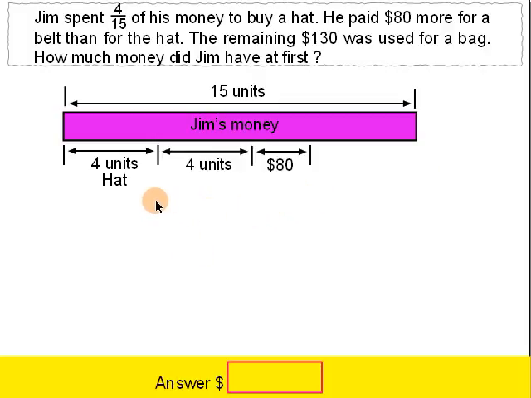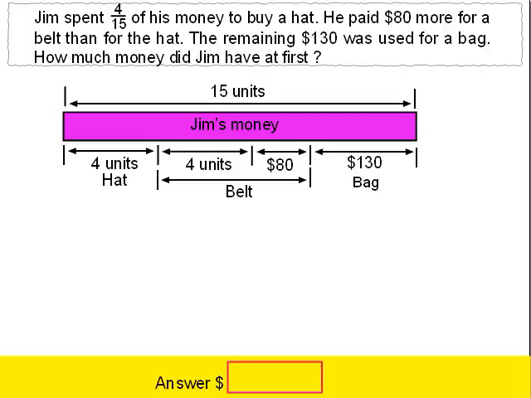Because one hat costs 4 units of his money, and $80 more means $80 more than 4 units. And this amount of money was spent on a belt. And we are told that he had the remaining money of $130, which was spent on a bag.